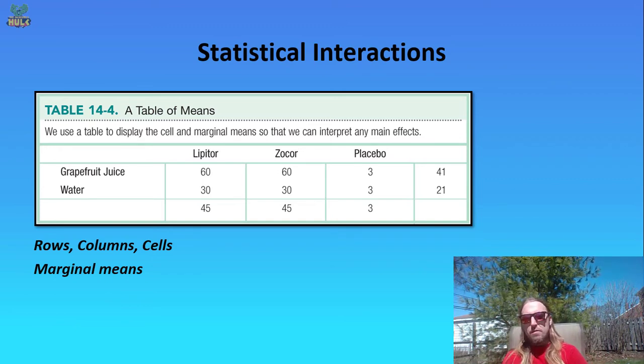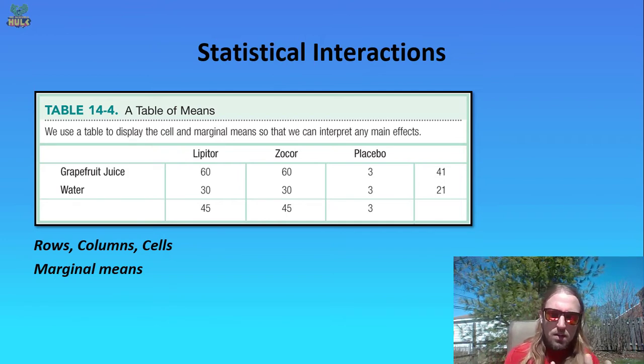One of the cool things about ANOVA, as I told you, were the source tables. The other thing you get out of a factorial ANOVA is a table of means and then what we call marginal means. So we start talking a lot about rows and columns and then the individual cells when we talk about statistical interaction. So let's imagine that our columns here, Lipitor, Zocor, and placebo, represent one independent variable that we might call medication, right? Whether you took Lipitor, Zocor, or you were given the placebo.